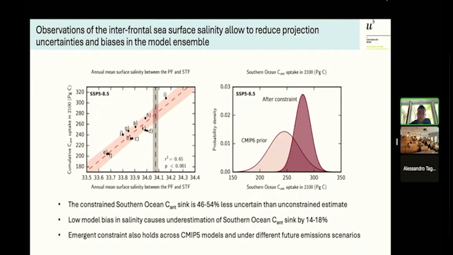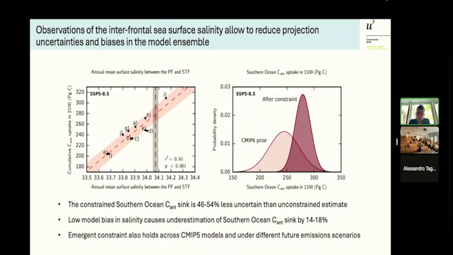It's also important that this relationship doesn't only hold for CMIP6 models, it also holds for CMIP5 models. It also holds for different scenarios, so we believe that it's indeed a very stable relationship, that it really explains the differences, and that we can use these observations to reduce the uncertainty.